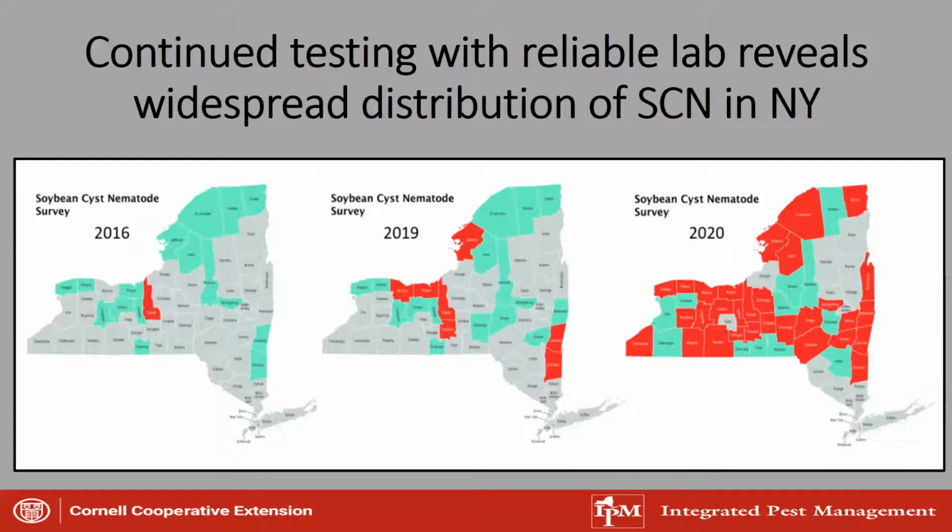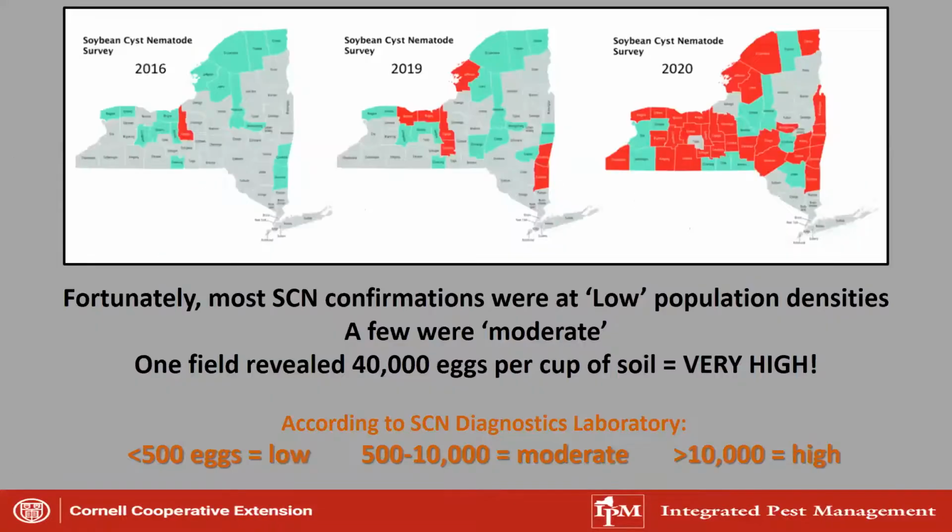We got support from New York Corn and Soybean Growers Association and New York State Department of Ag and Markets again. We tested 125 fields, and I think we got up to 26 counties here that are positive. So this can't be ignored anymore. Nobody can say that soybean cyst nematode is not a problem in New York State. We know that it's here.